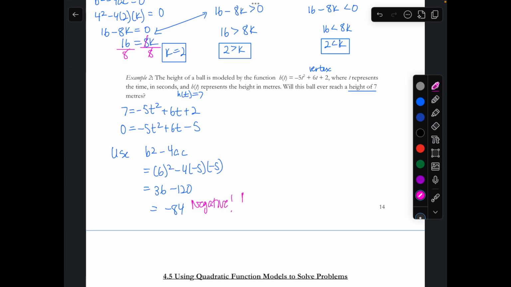Okay, so what that means is there are no solutions to 7 equals negative 5t squared plus 6t plus 2. Which therefore means the ball will never reach 7 meters high. Okay.